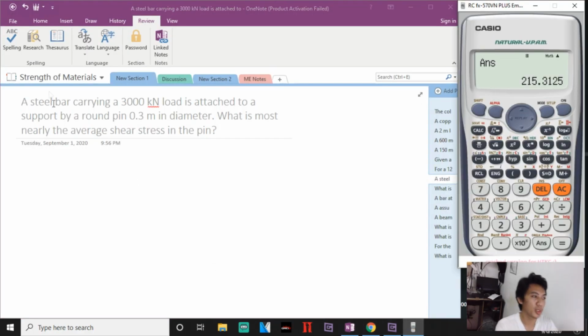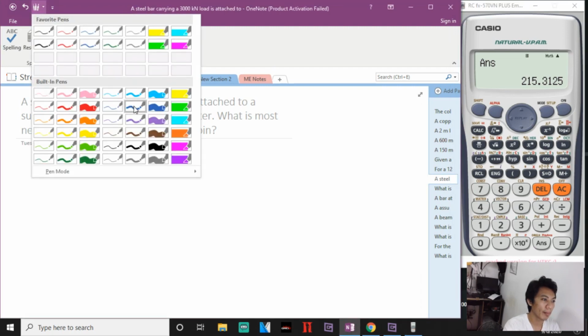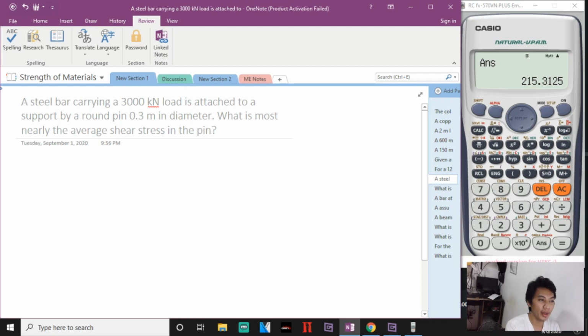Okay, let's proceed with another problem. The problem goes like this. A steel bar carrying a 3,000 kilonewton load is attached to a support by a round pin, 0.3 in diameter. What is most nearly the average shear in the pin?